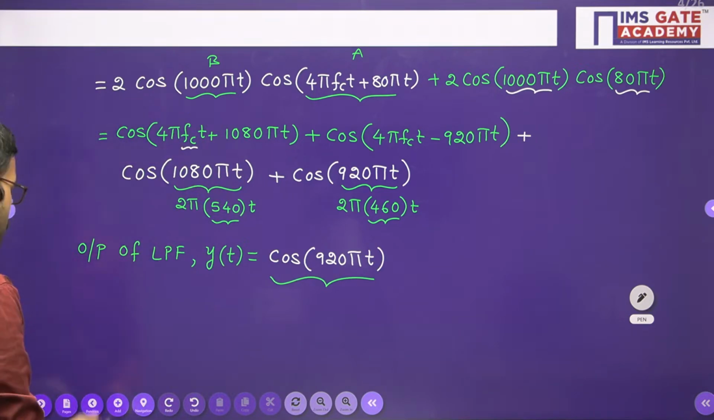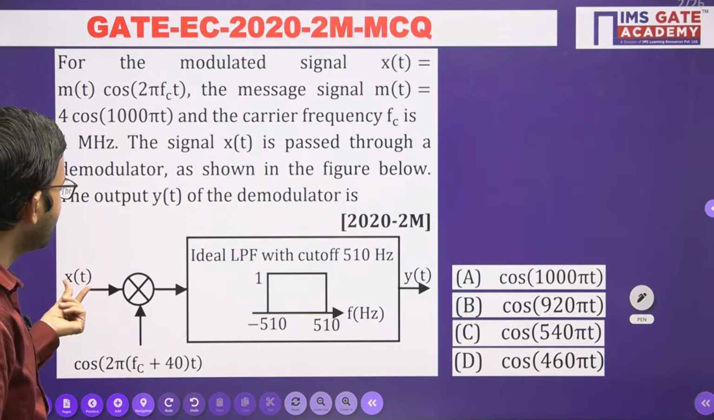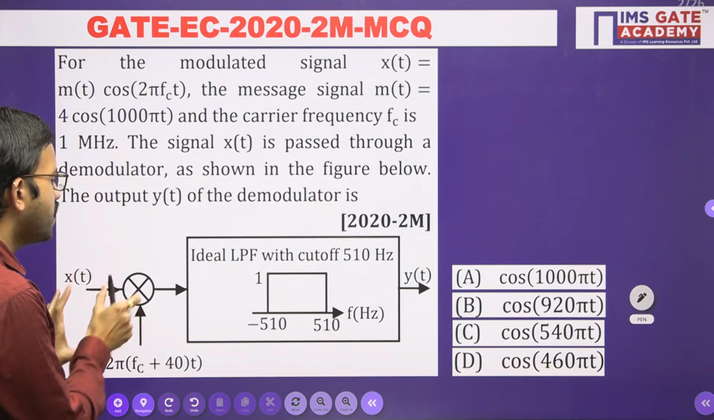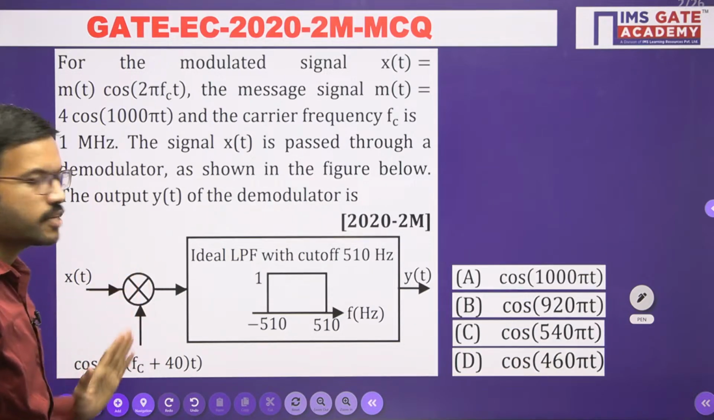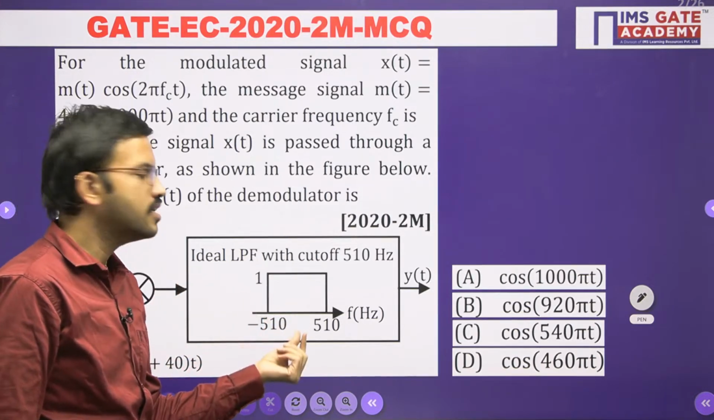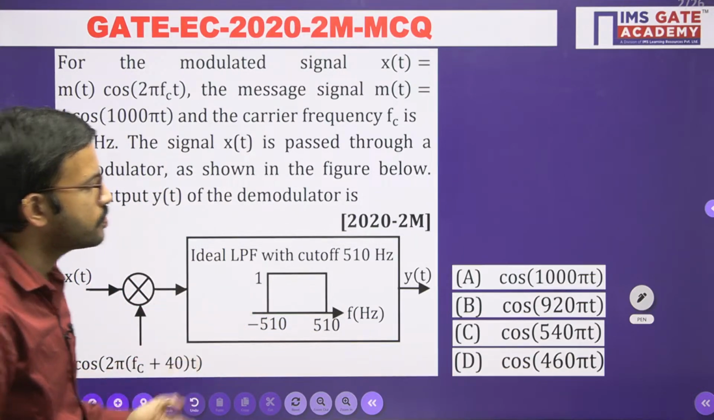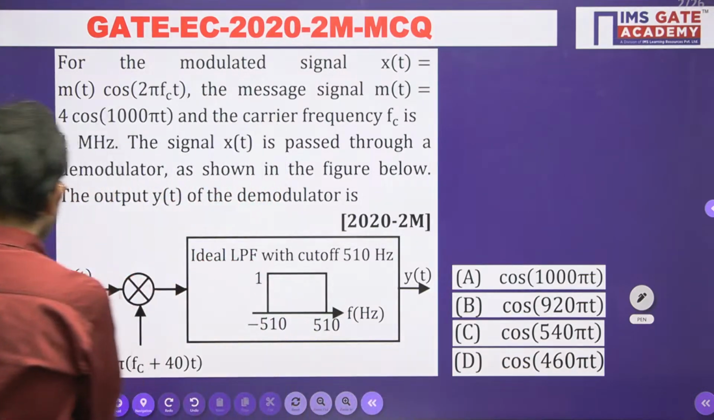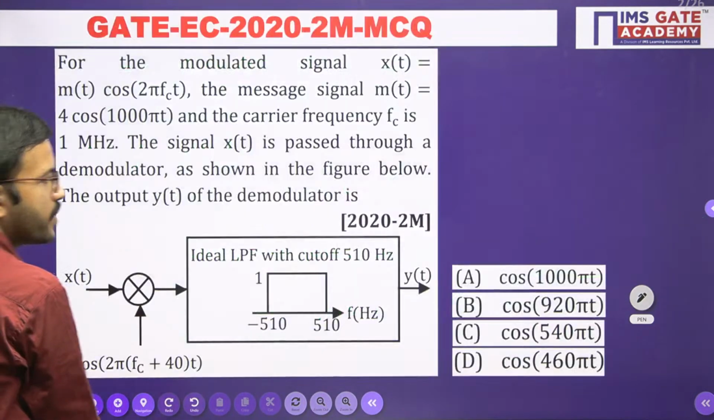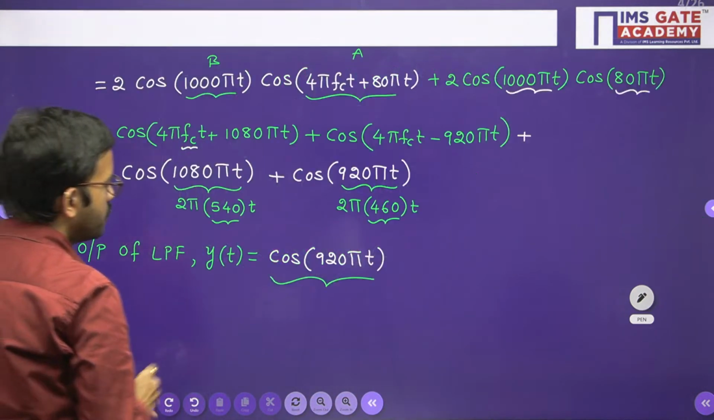So in this way, you have to analyze stage by stage. In this circuit diagram, you have the modulated signal and the local oscillator carrier frequency. These two are given as inputs for the multiplier. We calculated the output of the multiplier. After that, we pass that expression through the low pass filter. According to the cutoff frequency, we identify which term is going to be produced. So finally you get cos 920 pi t, which means option B is the correct answer.